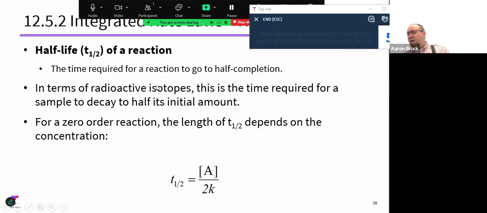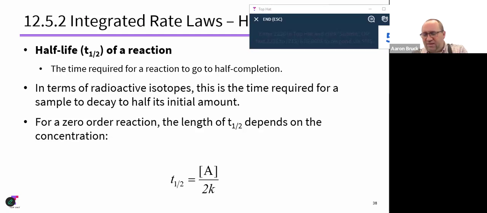Okay. The last bit of information that we want to go through today and for this week is the concept of a half-life. Now, half-life for reactions gets brought up in a number of different ways. We hear it used in different kinds of contexts.